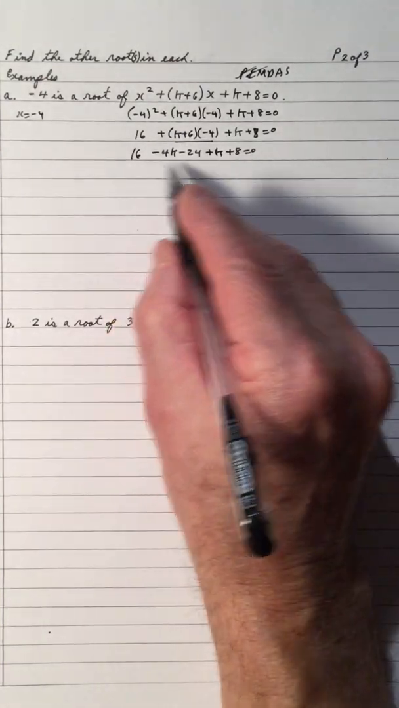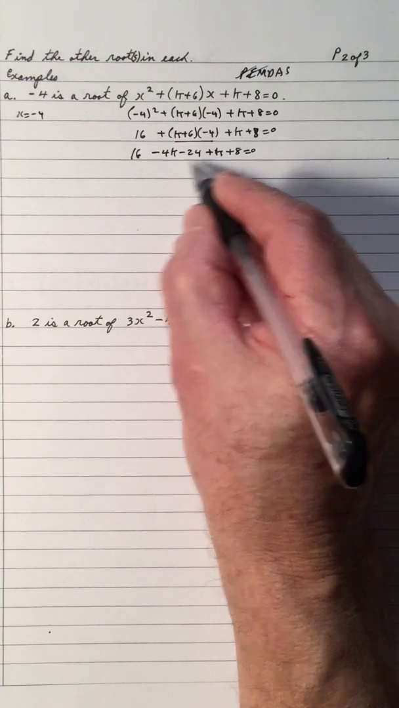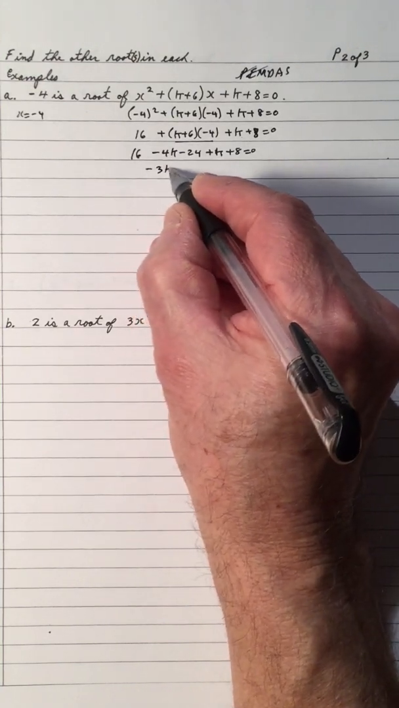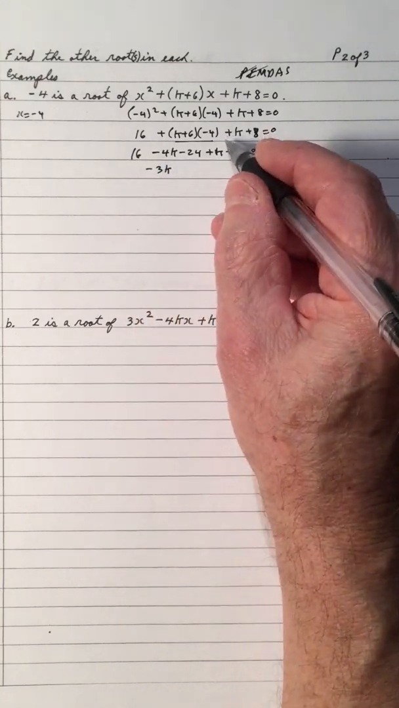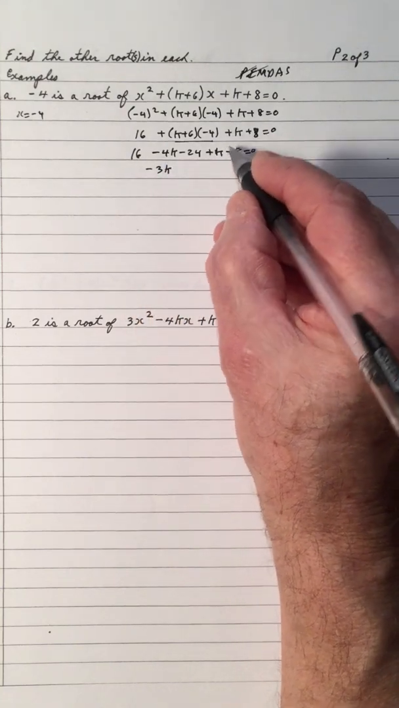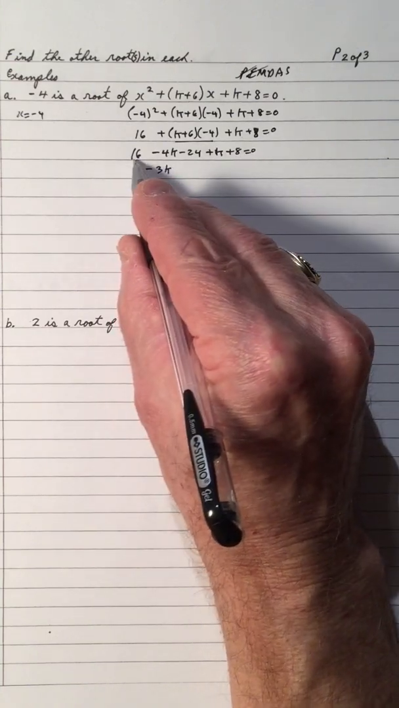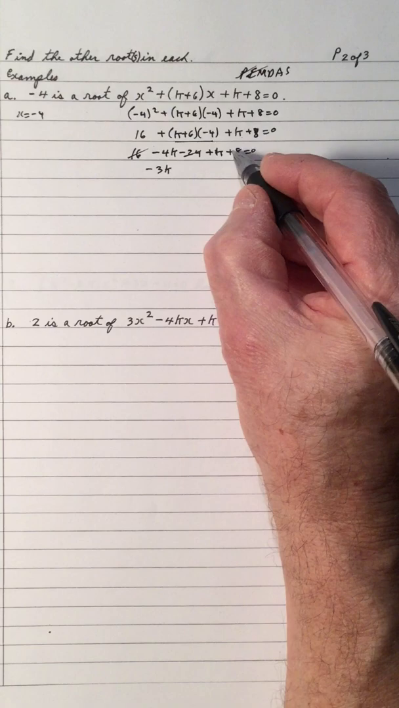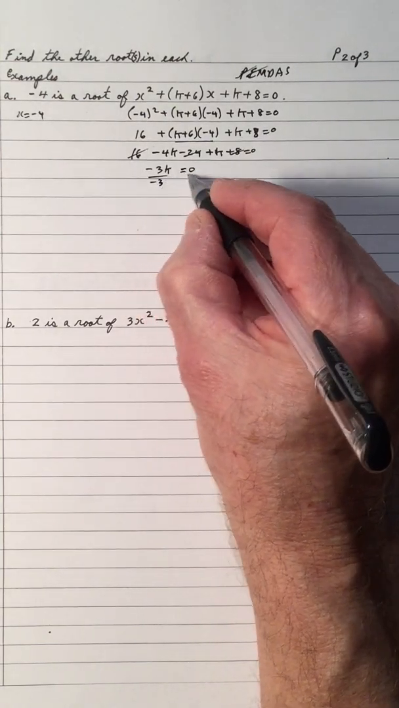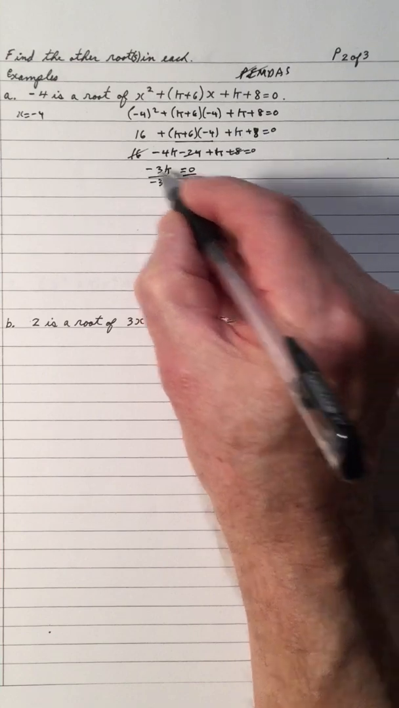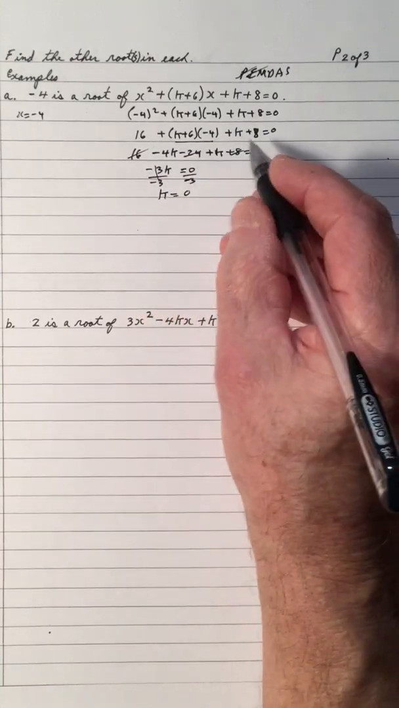So now I'm going to add up my like terms here. So I'm going to get -3k, and 8 and 24, that gives me a 0. So notice I have 8 and 16 is 24 minus 24, so they cancel out. So that gives me a 0. So 0 divided by -3, so k comes out to be 0.